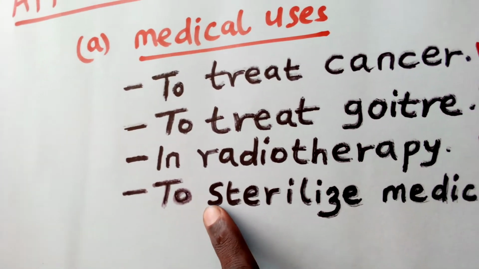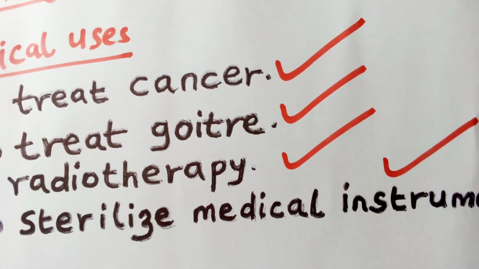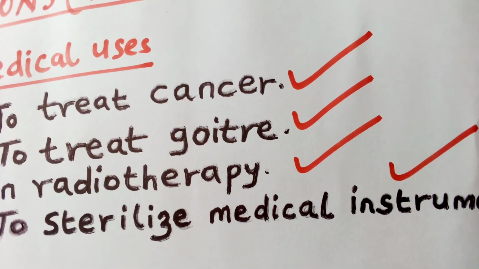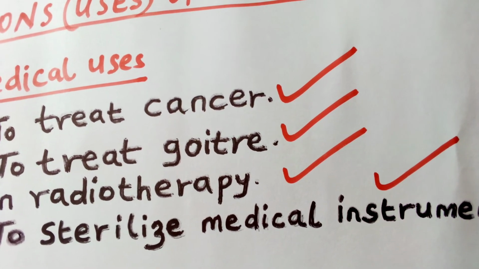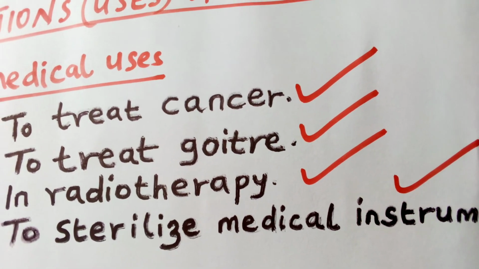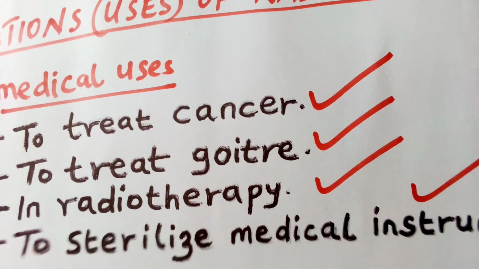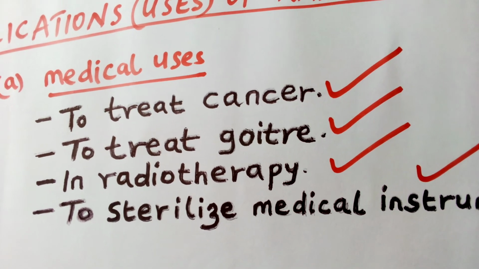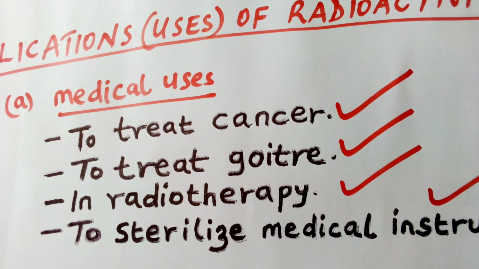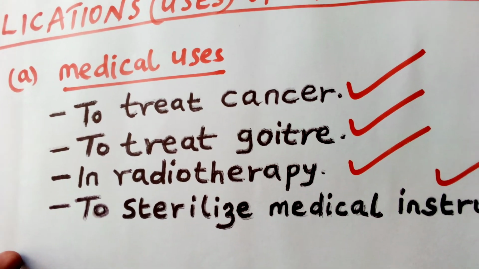Then we can also use it to sterilize medical instruments. A number of times when you go for treatment in a hospital, you realize that the bandages which they use, and the other medical instruments like syringes which they use for injection, look very fresh. Why do they look very fresh? It means they were properly stored, and they had to sterilize them so that they are free from germs. So how do we sterilize those medical instruments so that they are free from germs? We use radioactivity to do that. So briefly, these are some of the medical uses of radioactivity.